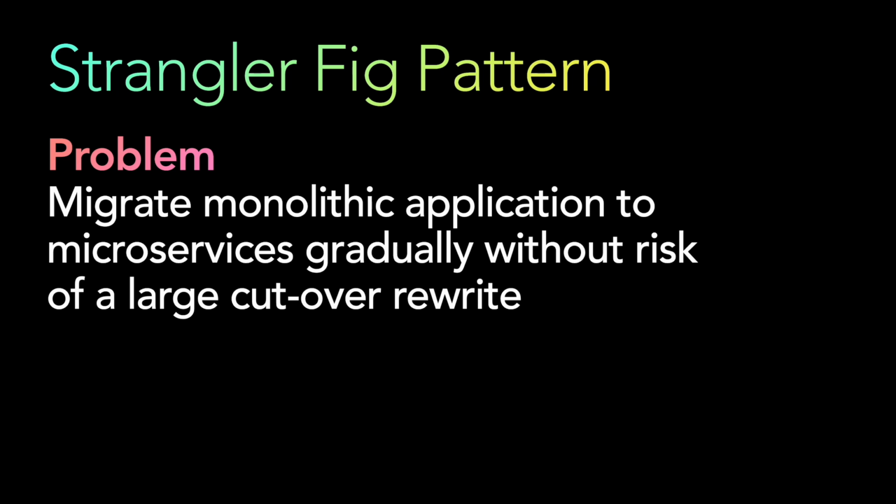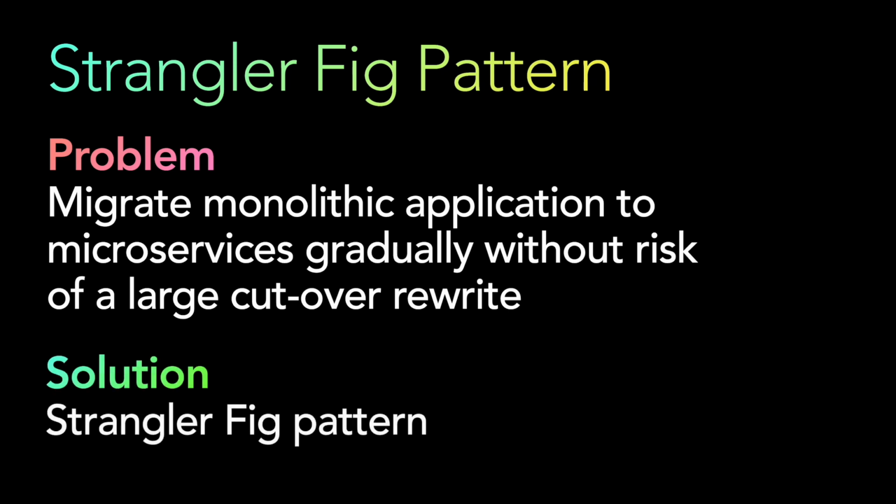right? If you have to move the traffic, you don't cut over the traffic by rewriting the entire logic, which will increase a lot of risk. Rather, you should do it gradually, right? The solution is the strangler fig pattern, right?